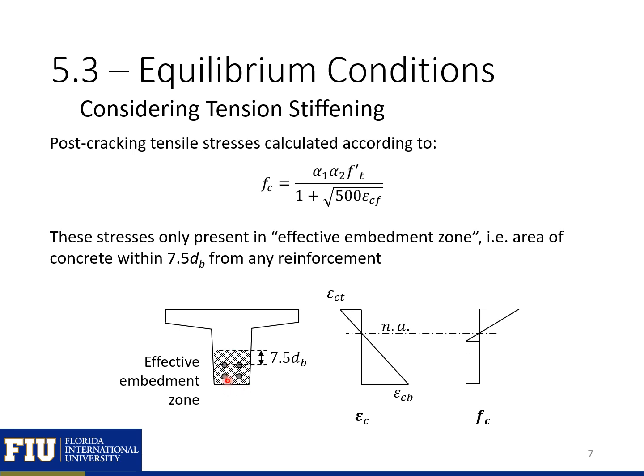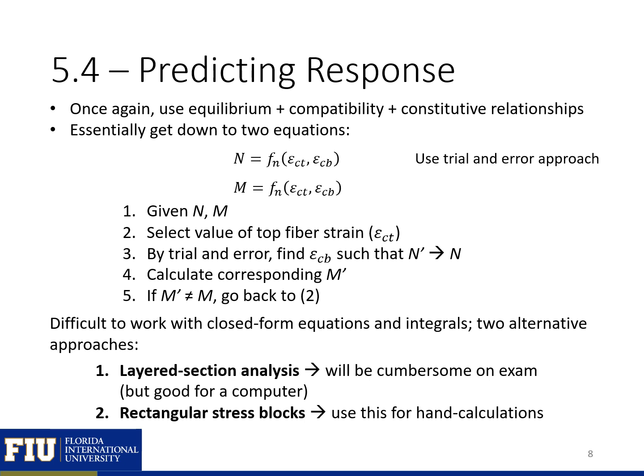So in this zone, we would include tension stiffening. So we'd calculate the post-cracking tensile stresses using the tension stiffening equation, and then include them in our concrete stress diagram within this effective embedment zone. Once again, we can use our equilibrium, compatibility, and constitutive relationships to predict our response. And essentially, we would get down to our two equations that we saw on the previous page.